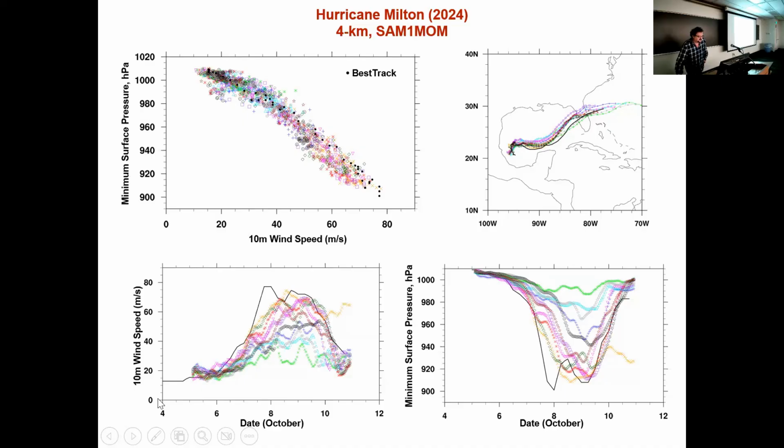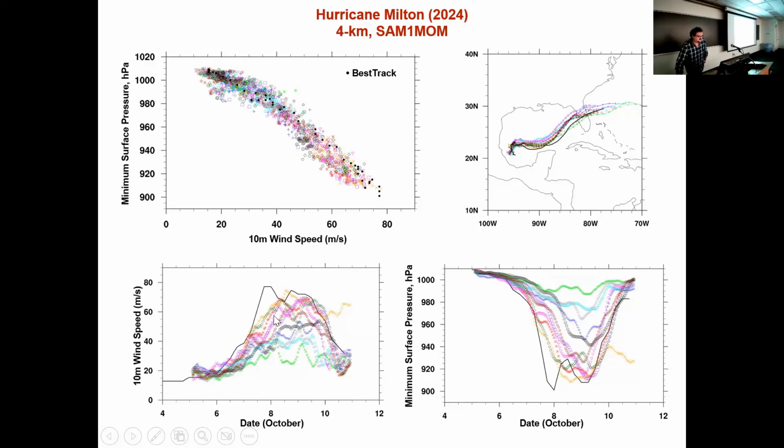Now, in terms of time evolution, the horizontal axis here is time, and this is 10-meter speed. So you see that starting on October 5, it was barely a tropical storm. It was not even a hurricane. And observations suggest that by October 8, it was already a category 5 hurricane with very strong winds, up to almost 80 meters per second.